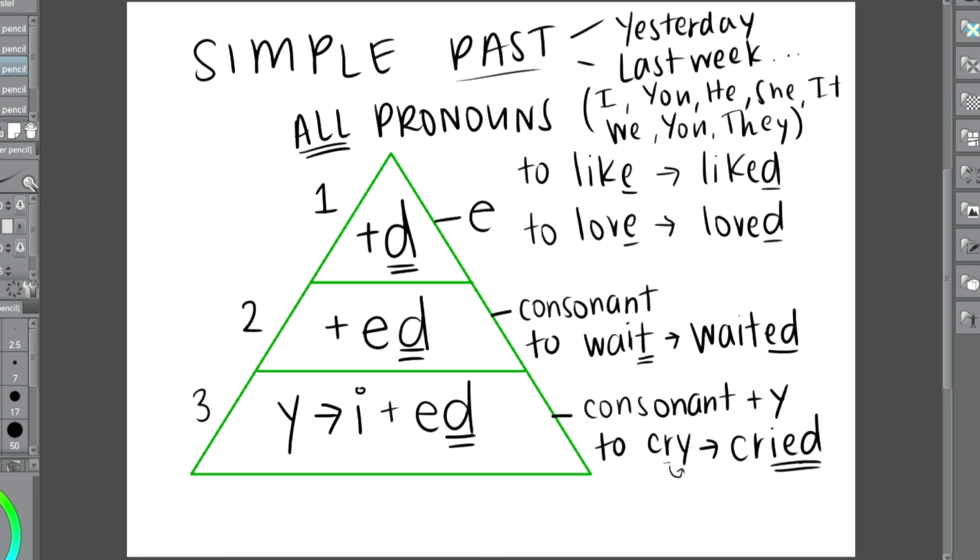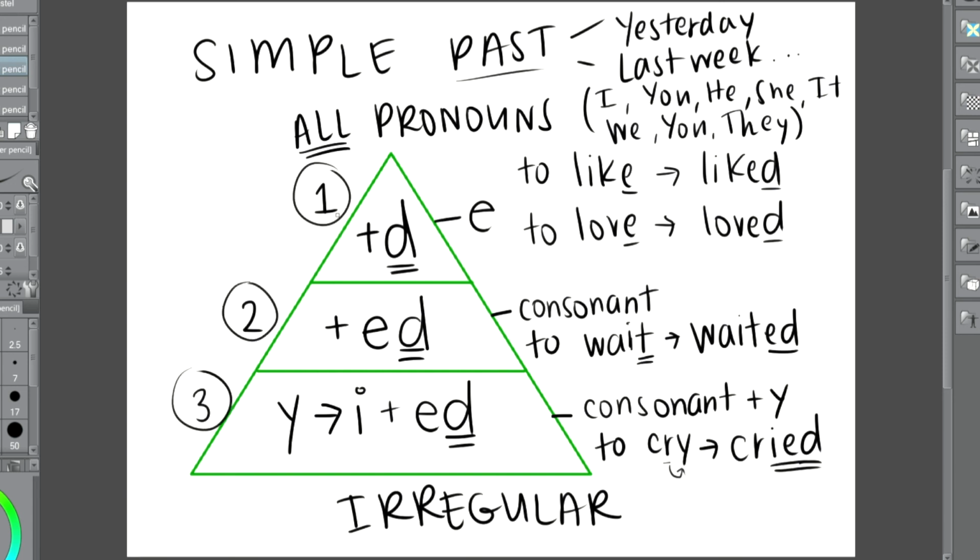Those are the 3 rules for the simple past. There are more rules that we're not going to go over today. And in fact, one of the hardest things about the simple past is that there are a lot of irregular verbs. By irregular verbs, I mean that those verbs do not use the rules that we just talked about. That's something we're going to go over at a later time, but for now, I want you to focus on practicing these first 3 rules.